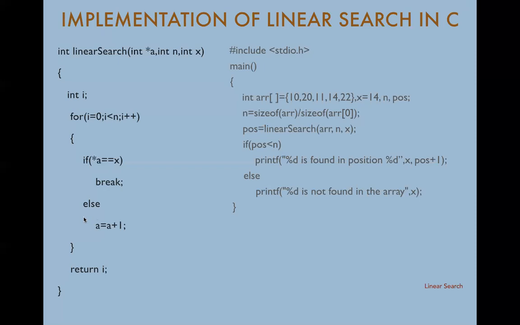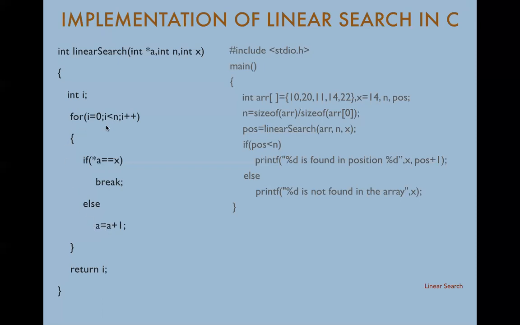Otherwise, what should I do? I will have to increment a. a is the address. So you know that when you increment the address by 1, it increases by the number of bytes its data type holds. So a is a pointer to an integer. So when I increment a by 1, it increments by 4 bytes because a is an integer. Is that clear? So now a will be pointing to the second element of the array.